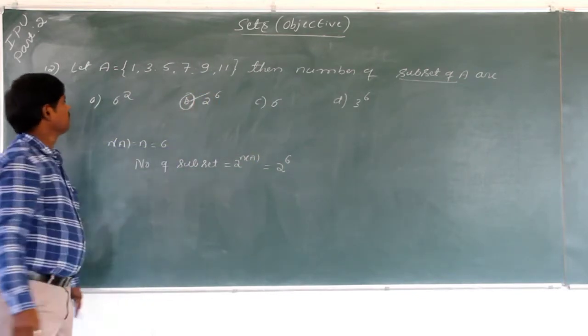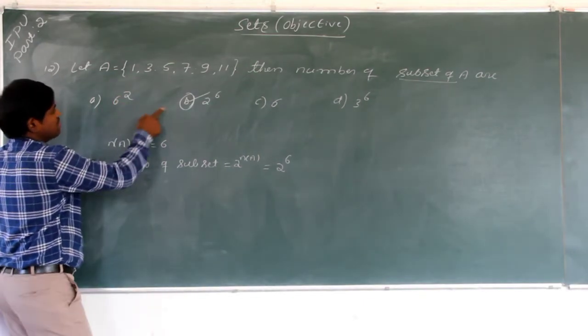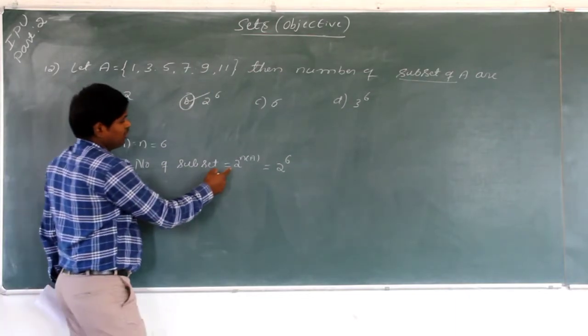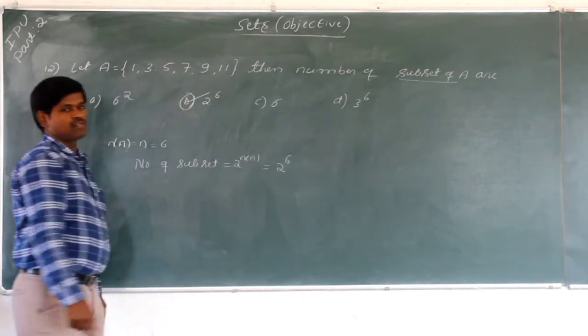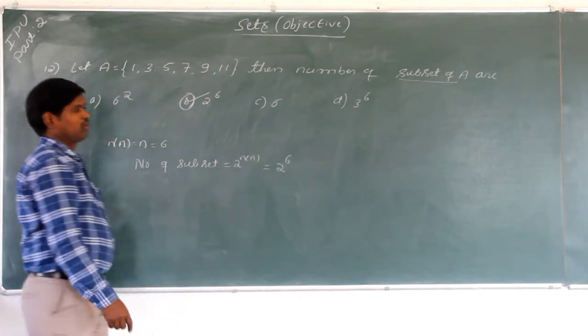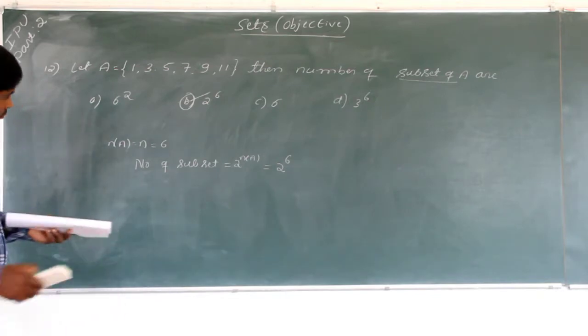So write down, and don't get confused. This is not 6 to the power of 2, this is 2 to the power of 6. We have a formula: the number of subsets is given by 2 to the power of n of A, which is equal to 2 to the power of 6. Okay, so next question.